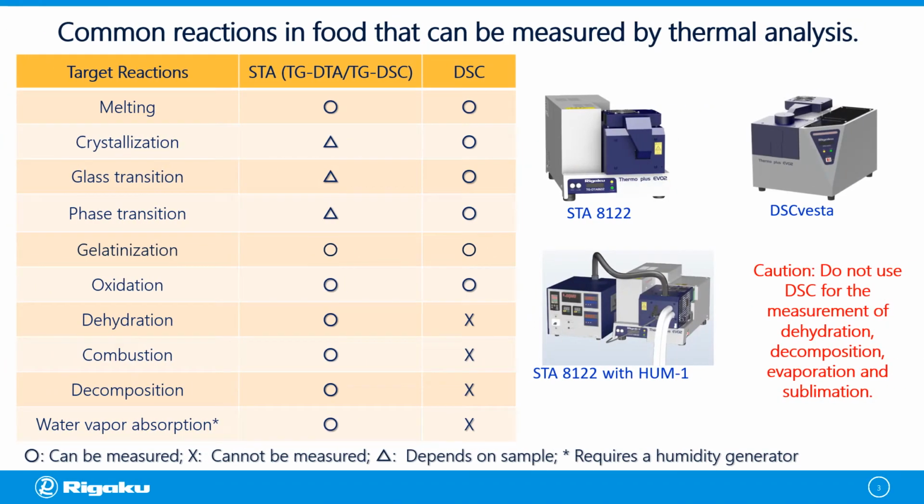The common reactions in food that can be measured by thermal analysis are listed on this table. Reactions such as melting, crystallization, glass transition, phase transition, gelatinization, and oxidation can be evaluated by both STA and DSC, while reactions such as dehydration, combustion, decomposition, and water vapor absorption are recommended to be analyzed by STA.